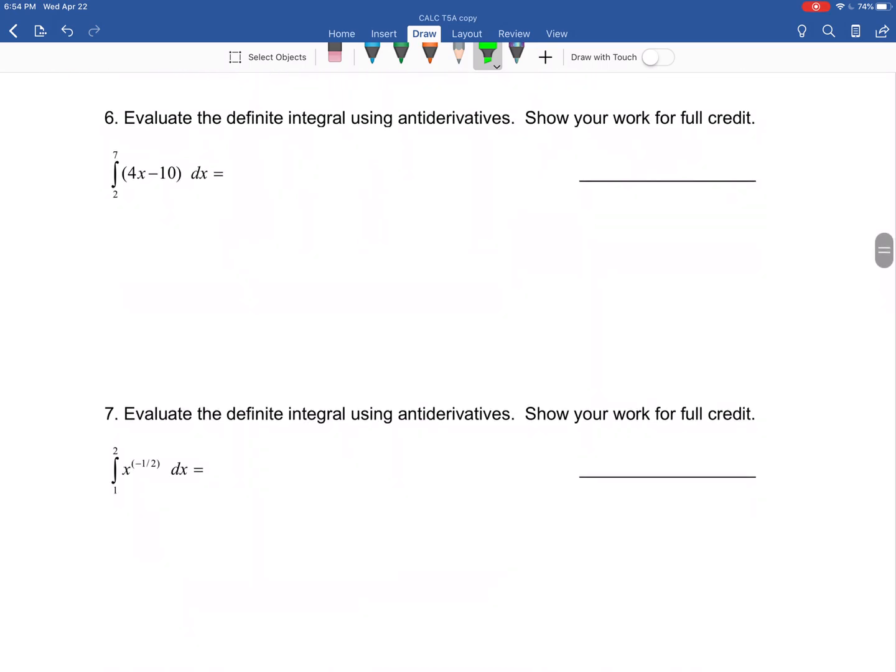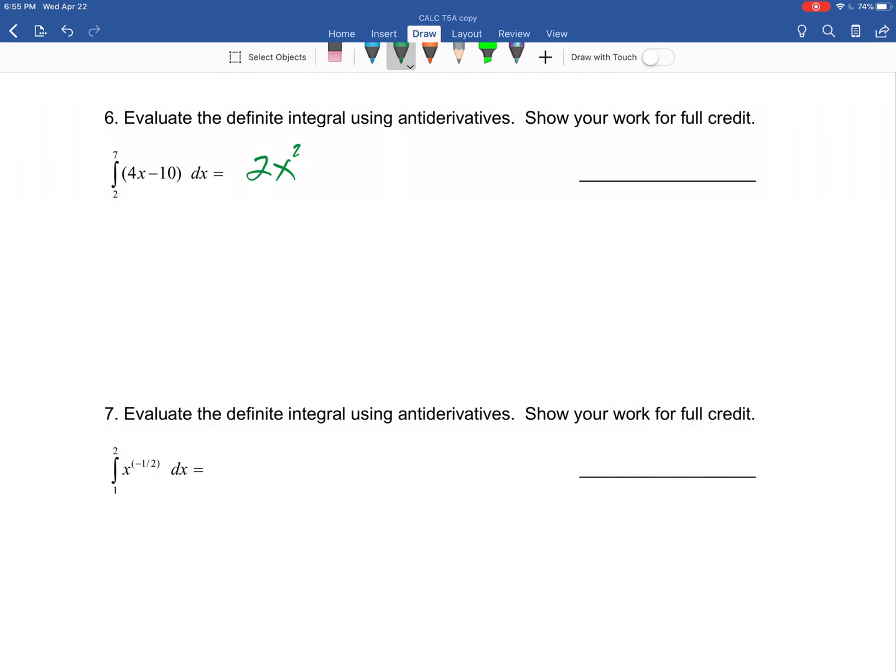Okay, keep on going here. Let's see what we've got. We've got number 6. They ask us to solve this using antiderivatives. Okay, here we go. Antiderivative of 4x. So we're going to have x squared. 2 times what gives me 4? I'm going to have 2. There it is. That's the antiderivative of 4x.